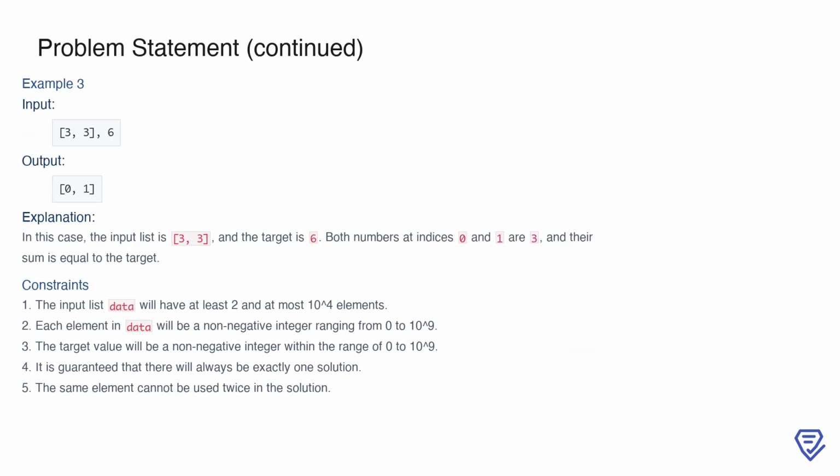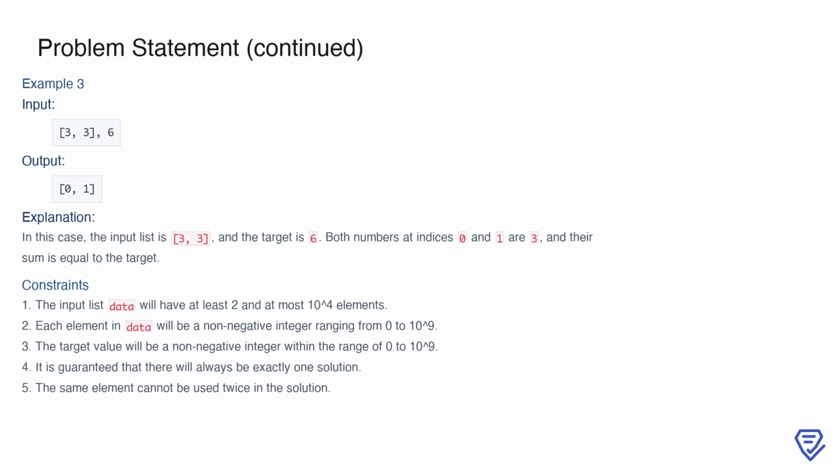Let's consider one more example. In this case, the input list is 3, 3, and the target is 6. The output is 0, 1, indicating that the numbers at indices 0 and 1, which are both 3, add up to the target. This example highlights that the solution can include the same number twice, provided it appears at different indices. Additionally, the problem comes with specific constraints.